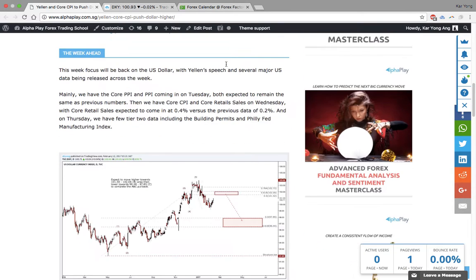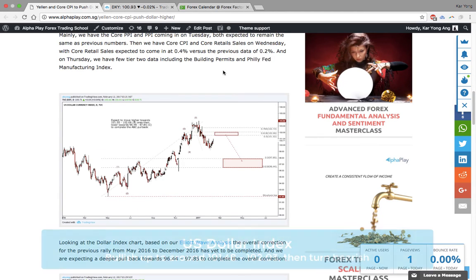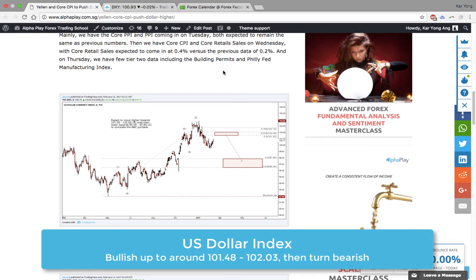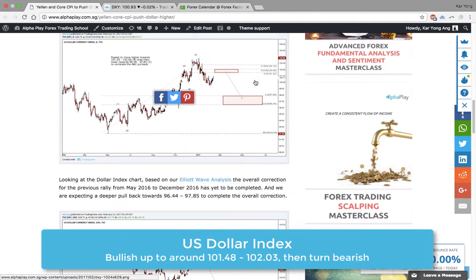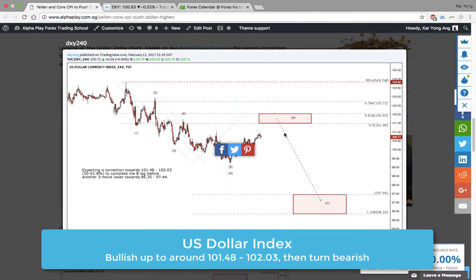So you can quickly take a look at our website. Last week our focus was on the dollar index. We shared that we are bullish at the start of the week, and then once it hit a certain level, we'll shift towards having more bearish sentiment on the US dollar. At the start of the week, on the 4-hour time frame, we shared that as long as price is still moving higher, we are slightly bullish and expecting it to tag the 101.48 to 102 area.